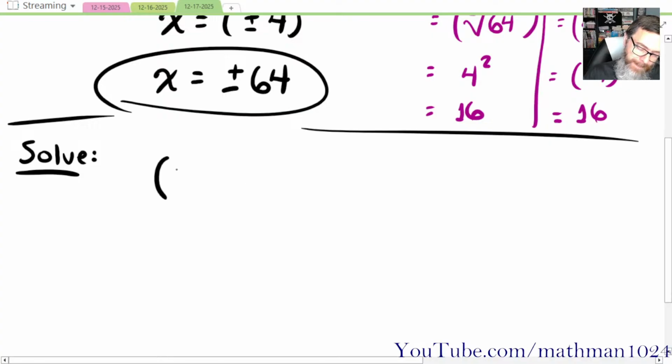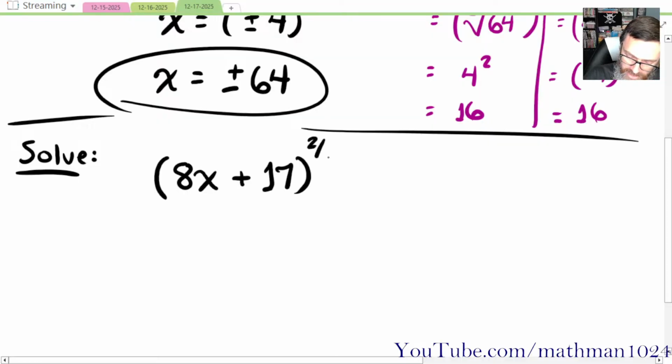All right, so let me do 8x plus 17 to the 2/3 power. You know what? Nah, let's move to the 2/5 power. Let's have some fun here. And let's say this is equal to 9.